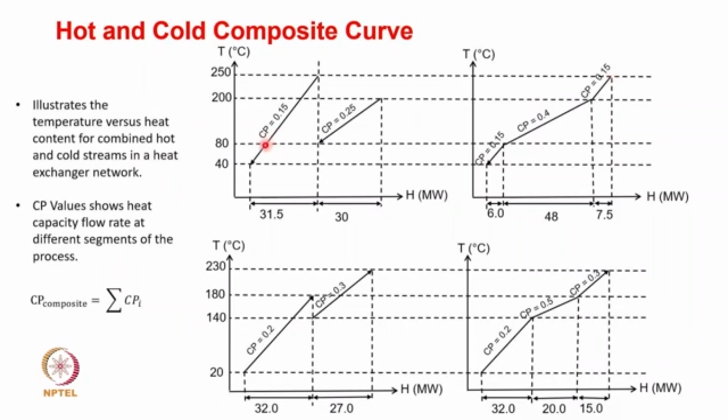You can see that at this point, if you cut down, this is the heat load, that is the delta H value that is needed for the stream up till here. This happens to be 6 megawatt. From here to here, it is going to be 48 megawatt, and from here to here, it is 7.5 megawatt.